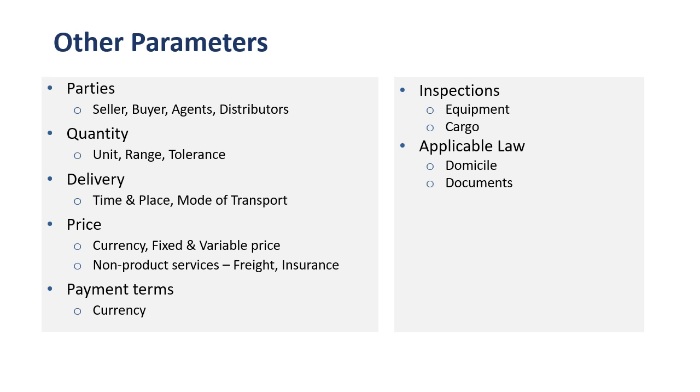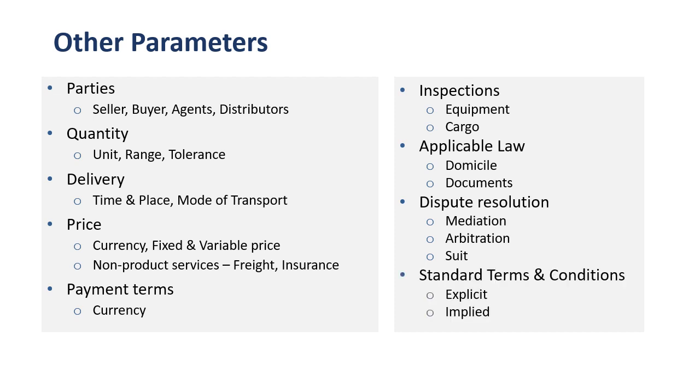What is the applicable law? Again, it can be explicitly agreed in the contract as to what is the jurisdiction, but it can also be guided with respect to the domicile of the parties involved or where the documents are issued. And if at all a dispute comes, how is it going to be resolved? Is there a provision for mediation, arbitration, and if everything else fails, taking it to a court of law?